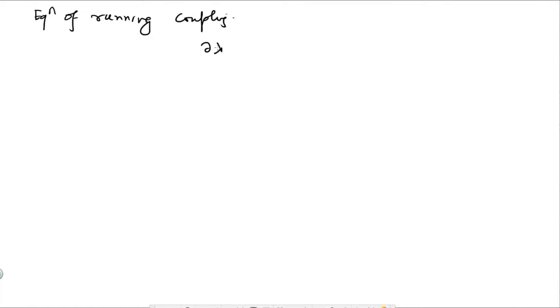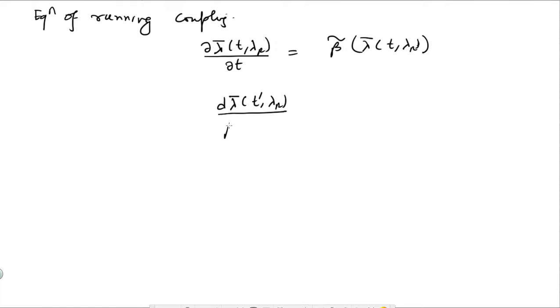We had the derivative of lambda bar(t, lambda_r) with respect to t equal to beta tilde of lambda bar(t, lambda_r). Now we will integrate this from some value of t, which we will take equal to zero, to some non-zero value of t. So we have the integral of d lambda bar(t', lambda_r) over beta tilde of lambda bar(t', lambda_r), equal to the integral over dt', with t' from 0 to t.